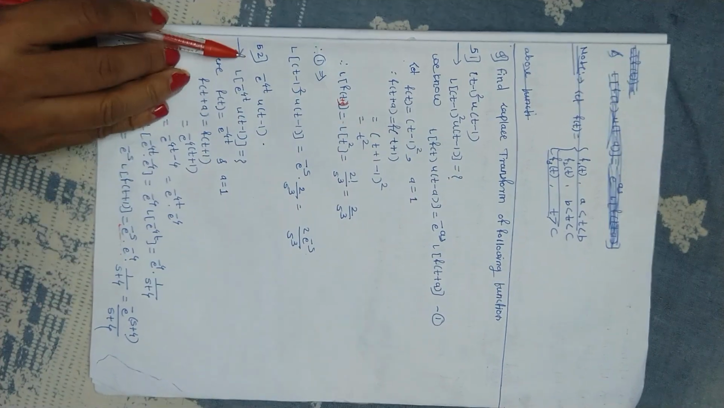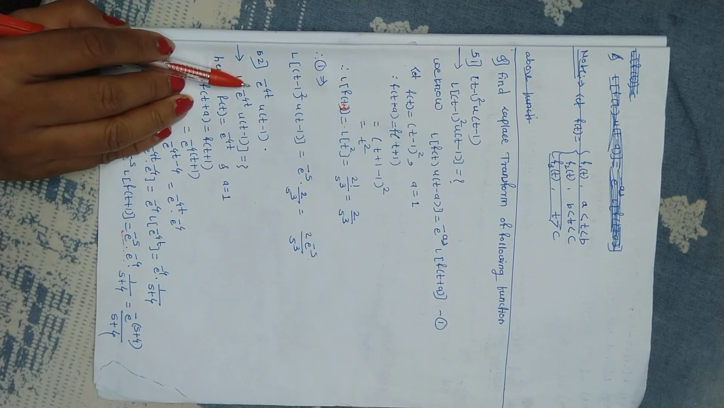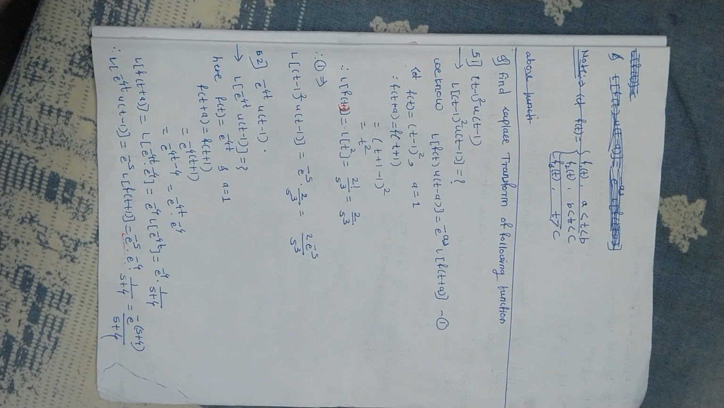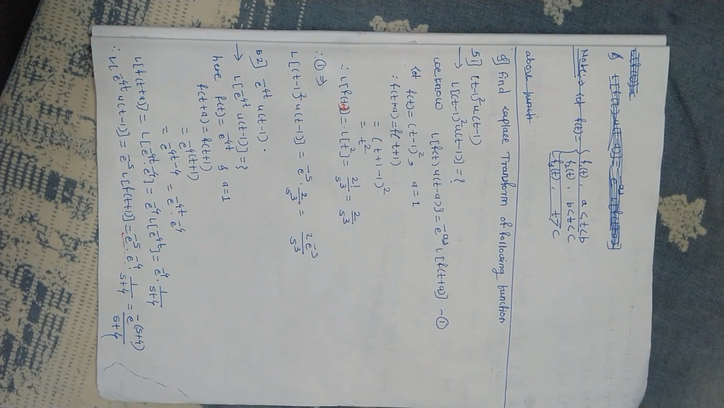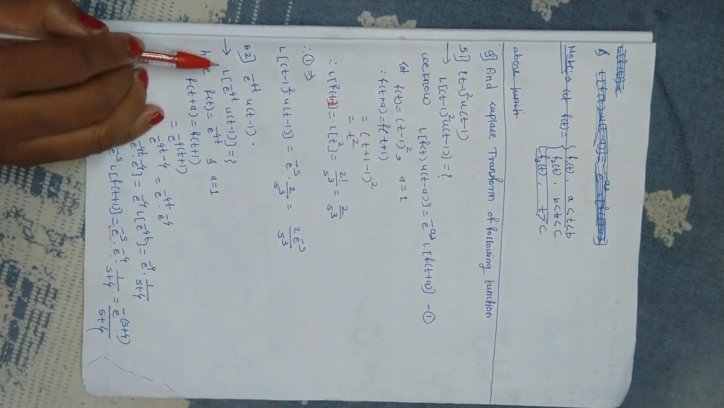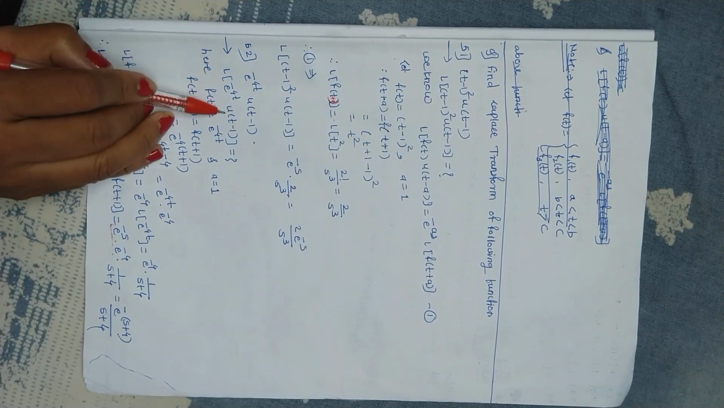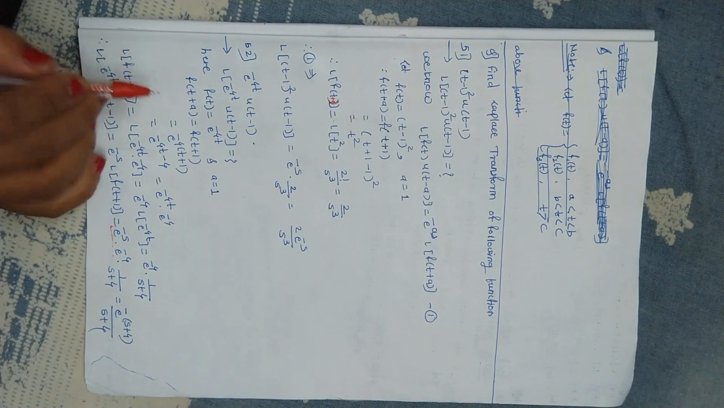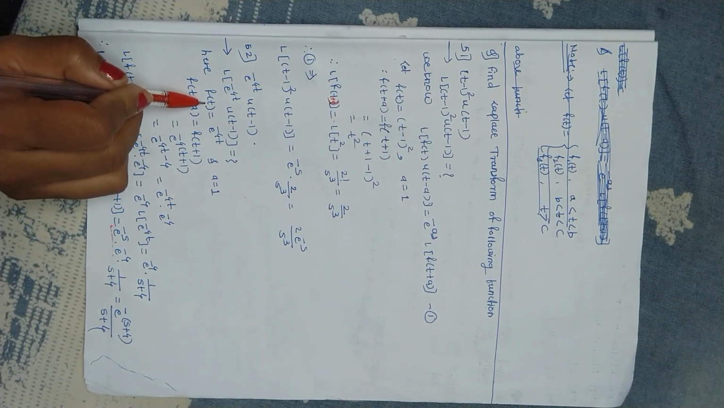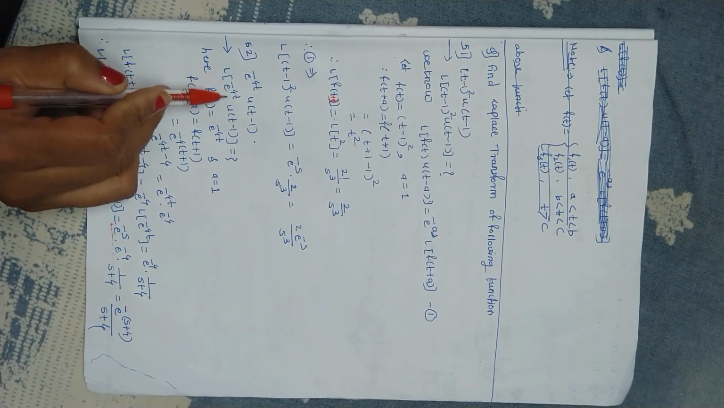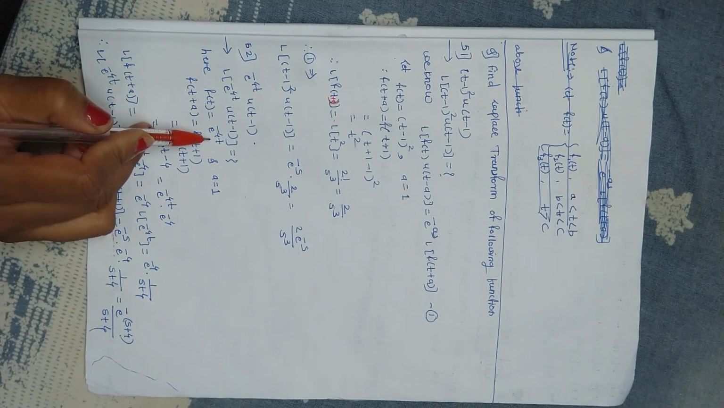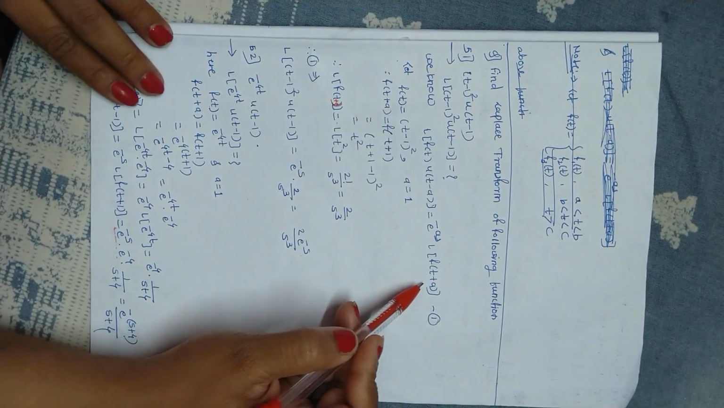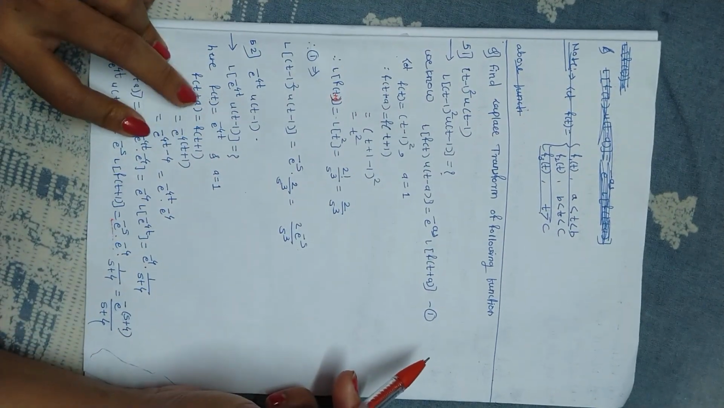Now consider the next example, the 52nd: e raised to minus 4t into u of t minus 1. We have to find out the Laplace of e raised to minus 4t into u of t minus 1. Again, as in the earlier example, we have to find the function f of t. What is f of t? The function attached to this u of t, e raised to minus 4t. What is a? 1. What is f of t plus a? Here, that is f of t plus 1.